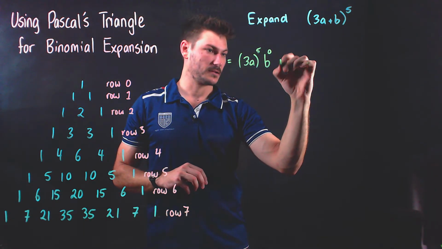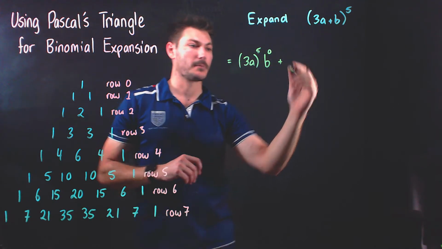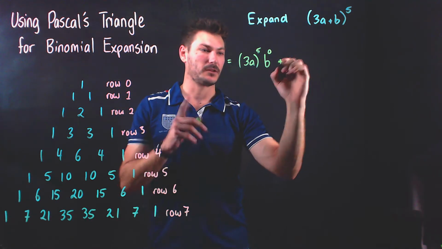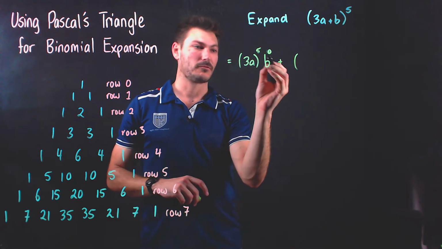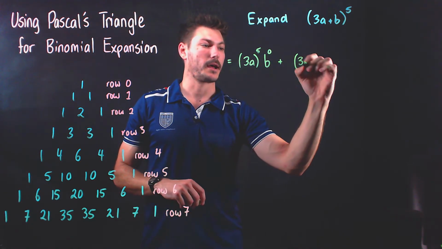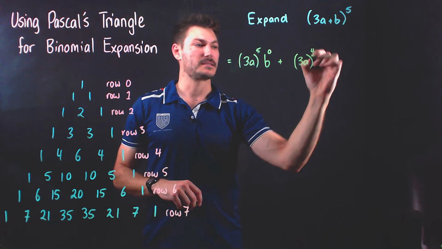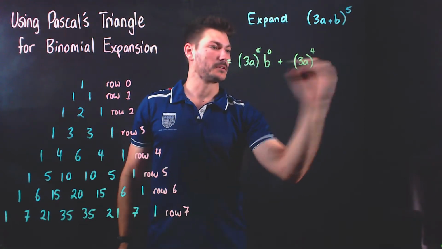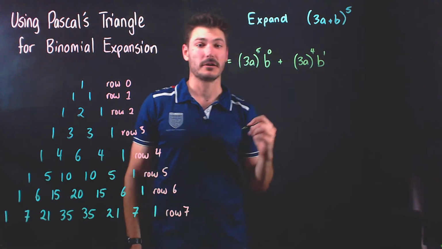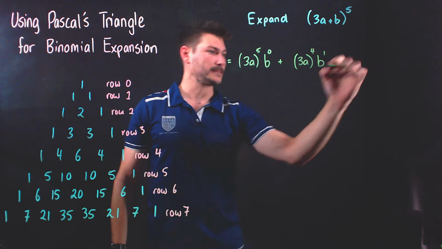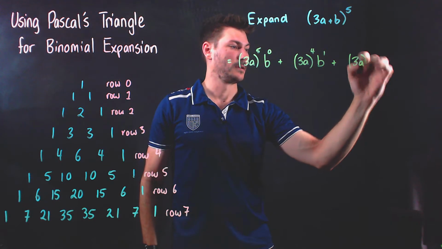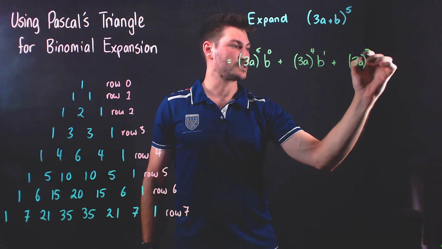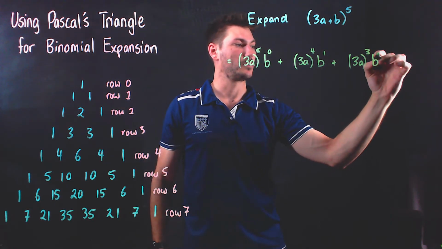Now I'm going to put a plus, because we're going to have to sum these up. And I'm going to leave a tiny gap, and you'll see why shortly. But for the next term, I drop this power by 1, raise this power by 1. So it's still 3a, but instead of 5, it goes to 4. And this one goes up 1 from b to the power of 0, to b to the power of 1. Again, plus, leave a small gap, and I'm going to have 3a to the power of 1 less than 4, which is 3. This one increases by 1, which is 2.